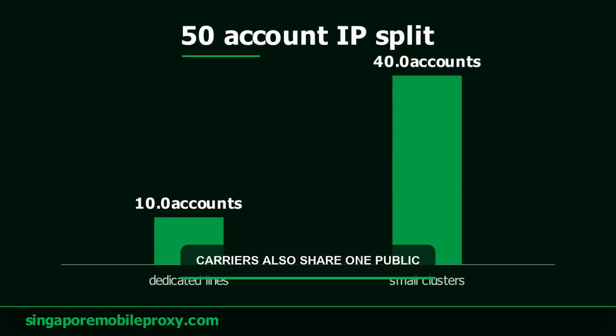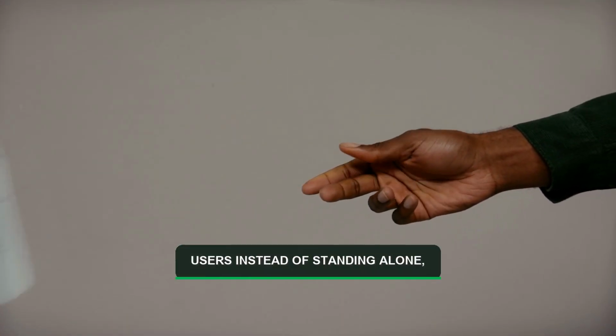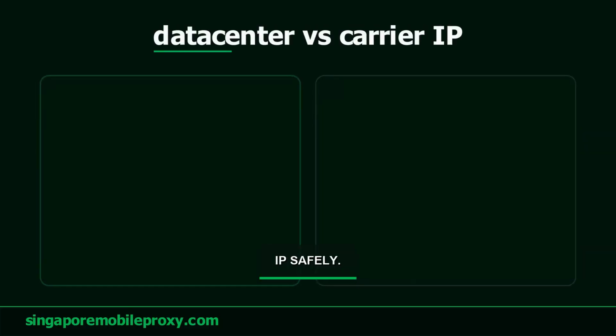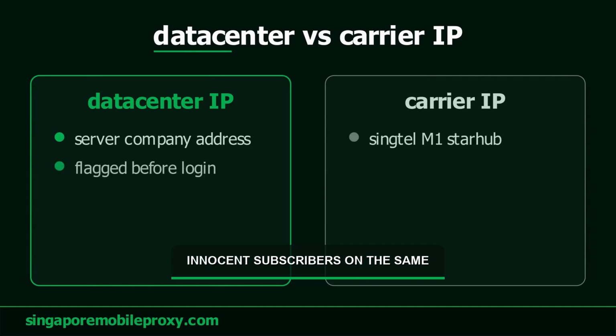Carriers also share one public IP across thousands of subscribers using something called CGNAT, so your account blends into a crowd of real users instead of standing alone. And that blending is the whole reason a few accounts can sit behind one mobile IP safely. The platform cannot punish that IP without punishing thousands of innocent subscribers on the same address.